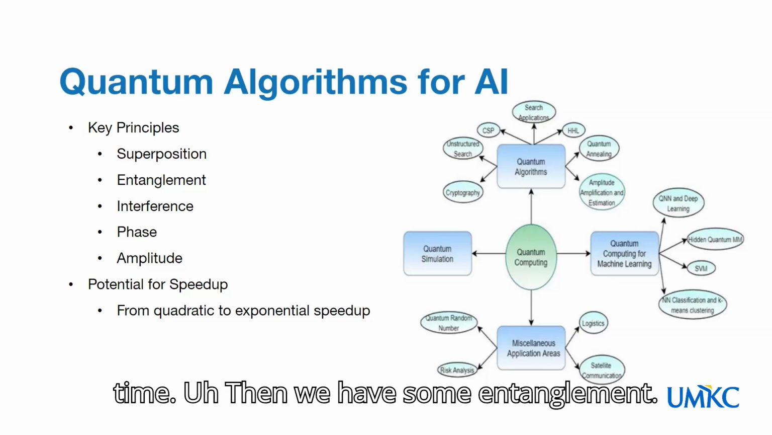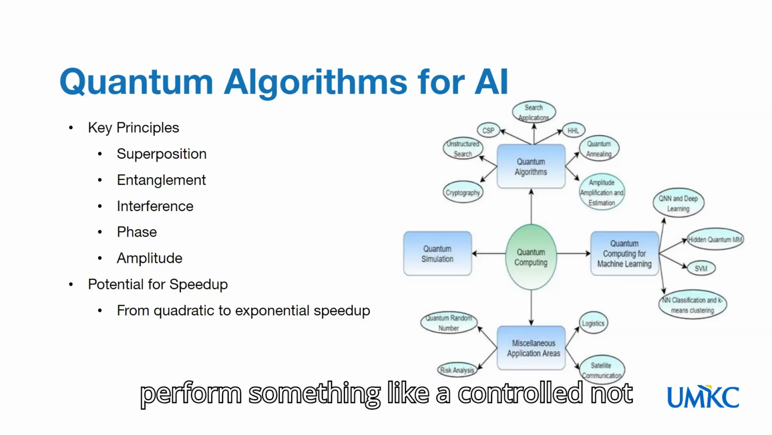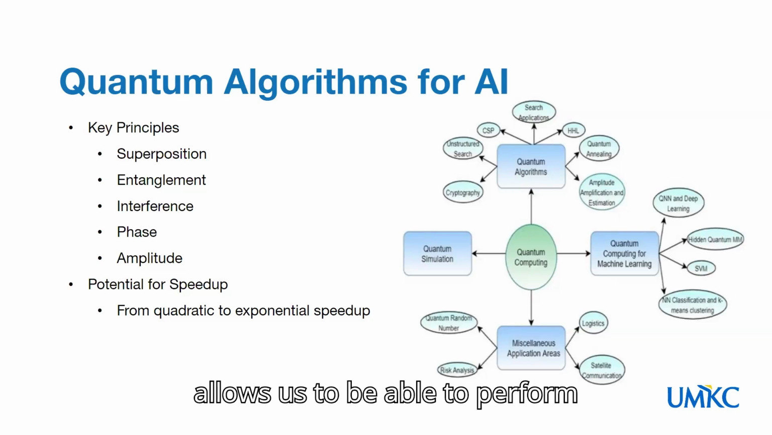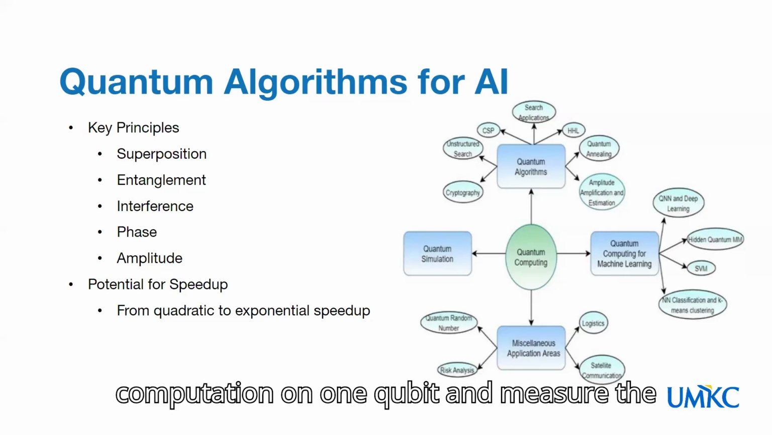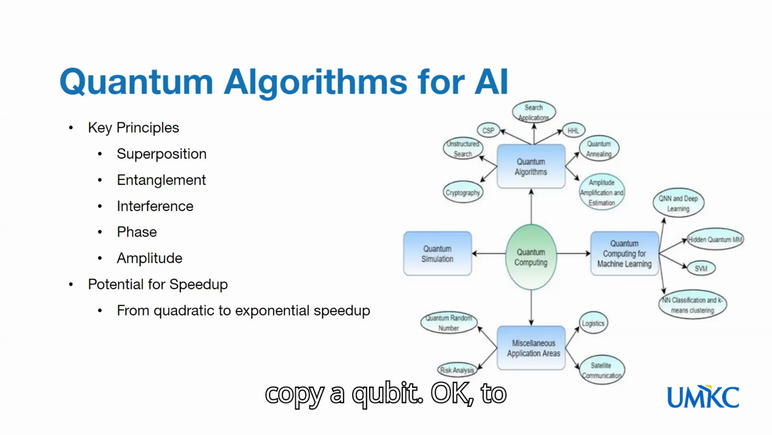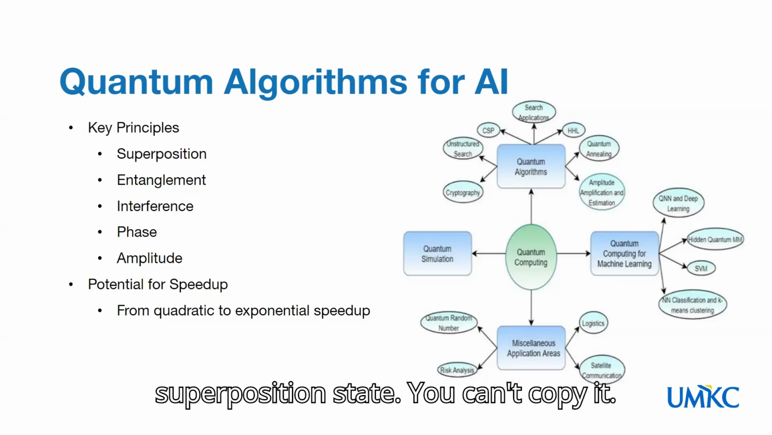Then we have entanglement. What entanglement is that we perform something like a controlled NOT operation. We link 2 qubits. This allows us to perform computation on one qubit and measure the other. It's important because you can't copy a qubit. To copy a qubit, you'd have to measure it. If you measure it, it'll collapse the superposition state. You can't copy it.